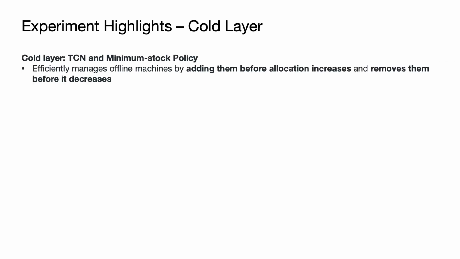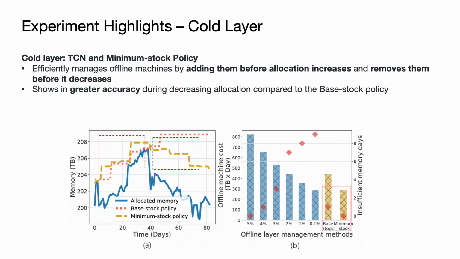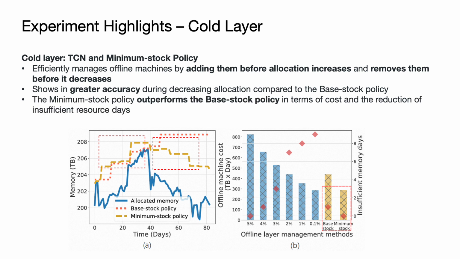In the cold layer, TCN manages offline machines by adding them before allocation increases and removing them before it decreases. It shows greater accuracy during decreasing allocation compared to the base stock policy. In terms of costs and the reduction of insufficient resource days, it also outperforms the base stock policy.